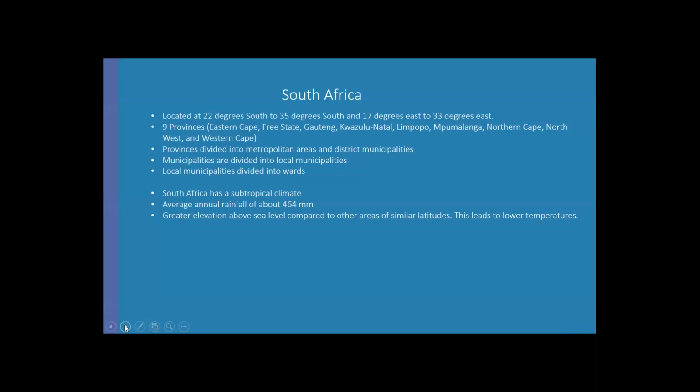South Africa is located at 22 degrees south to 35 degrees south and 17 degrees east to 33 degrees east. This country has 9 provinces that are shown on this slide. I am unable to pronounce some of these, so they're just listed right there. These provinces are then divided into metropolitan and metropolitan district municipalities. The municipalities are then divided into local municipalities, which are then divided into wards.